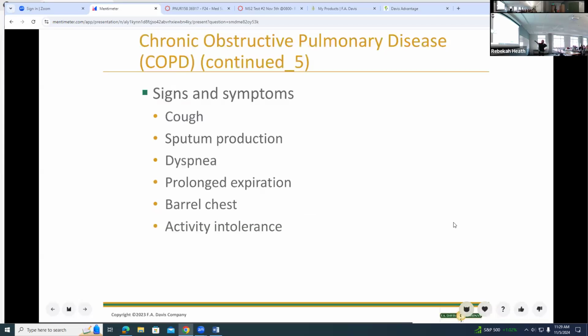Overall, in COPD, these are the common signs and symptoms: cough, sputum production, trouble breathing. That prolonged expiration, it takes them a longer time to get all that out because their alveoli are a little bit floppy.